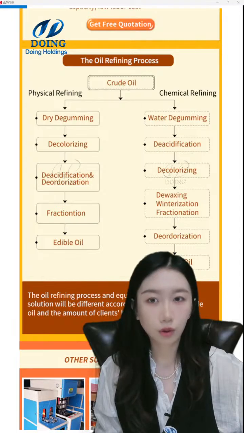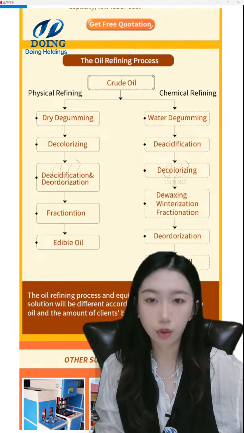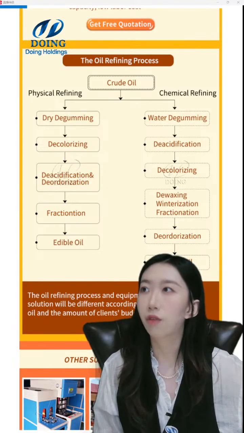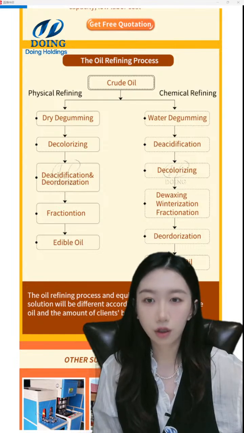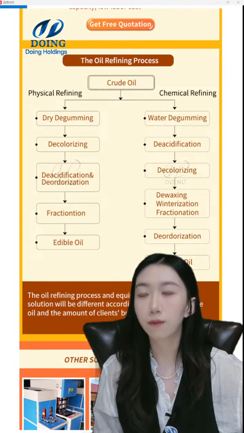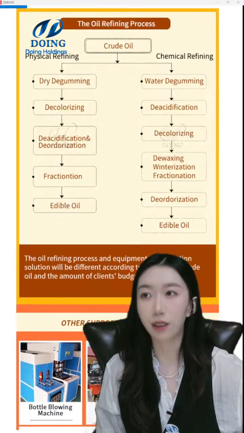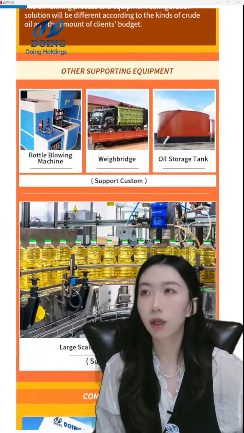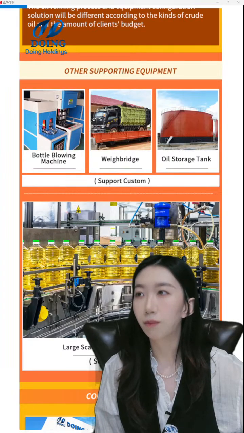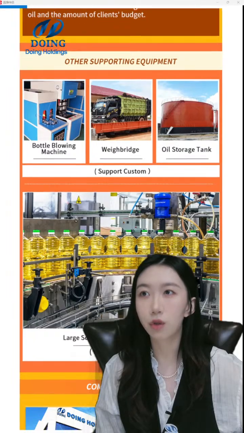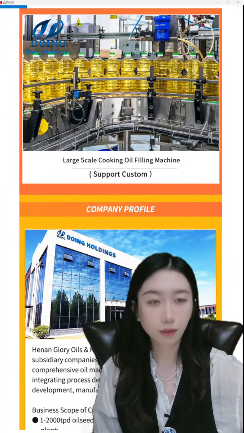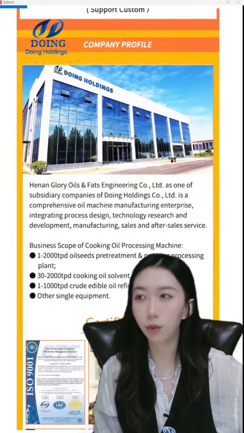Physical refining and chemical refining, we can provide all for you. If you want to invest in palm oil or palm kernel oil refining process, you should choose physical refining, and for other refined oil products, you should choose chemical refining. All we can provide for you, and except the above equipment, the bottle blowing machine, rebridge, oil storage tank, and filling machine, all we can provide for you.